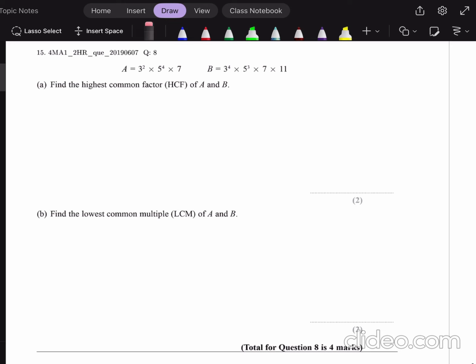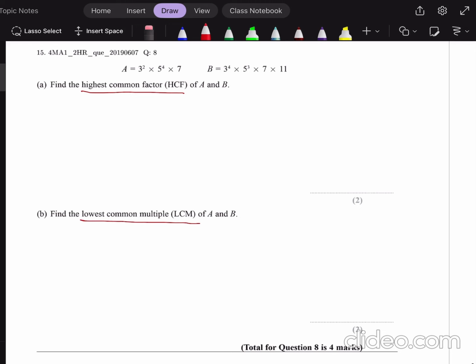It is from the year 2019. And this question is related to the concept of factors and multiples, that is HCF and LCM. The statement says that there are two numbers A and B, which are written in their exponential form, as the product of the prime factors. In part A, find the HCF, that is the highest common factor, of A and B. And in the second part, find the LCM, lowest common multiple, of A and B.